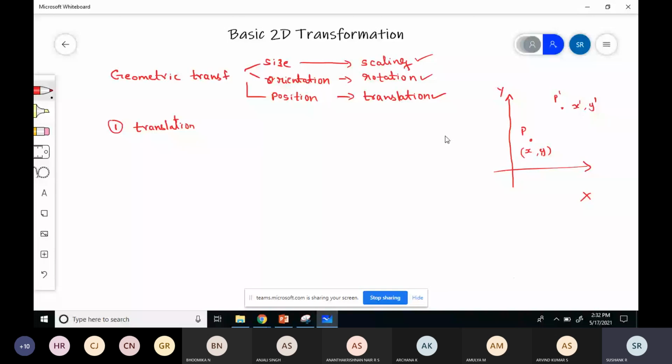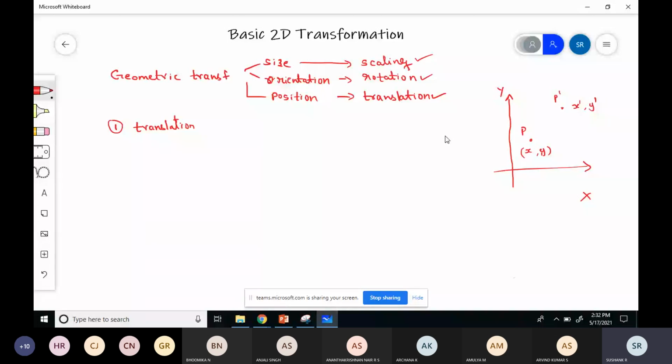Okay. Geometric transformation means you can change the size of an object, you can rotate that object, and also you can change the position of that object. So whenever you're performing an operation of changing its position, you will call it translation.